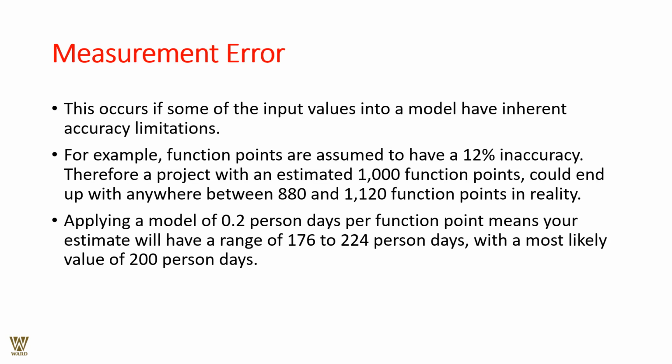Measurement error. This occurs if some of the input values into a model have an inherent accuracy limitation. For example, function points are assumed to be 12% inaccurate. Therefore, a project with an estimate of 1000 function points could end up anywhere between 880 to 1120 function points in reality. That's just a 12% variance.